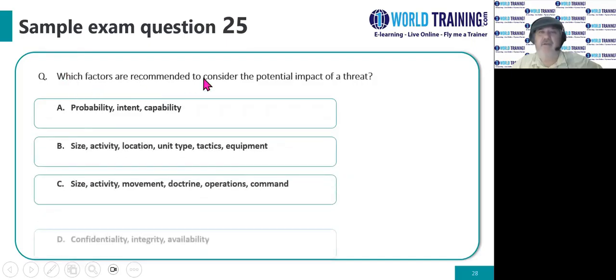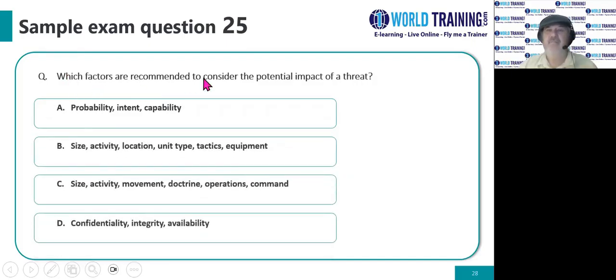Which factors are recommended to consider the potential impact of a threat? Which factors are recommended to consider the potential impact of a threat? So probability, intent, and capability. A is a good answer. Size doesn't have much to do with it, so B is not a good answer. D is not, same reasons. C, confidentiality, integrity, and availability is the CIA triad, but when you're looking at threats, it's more about probability, intent, and capability. So A is the best answer.